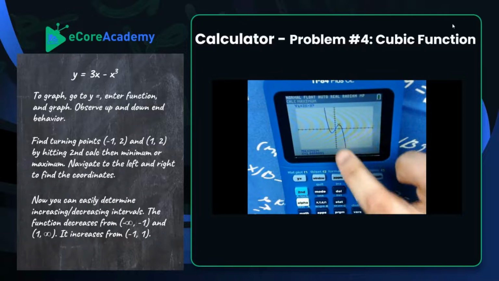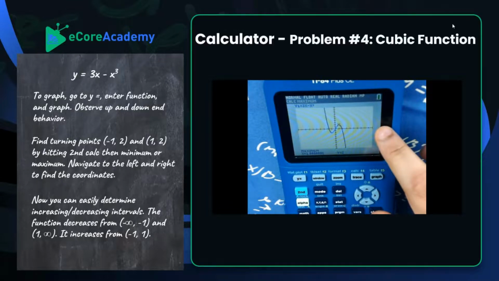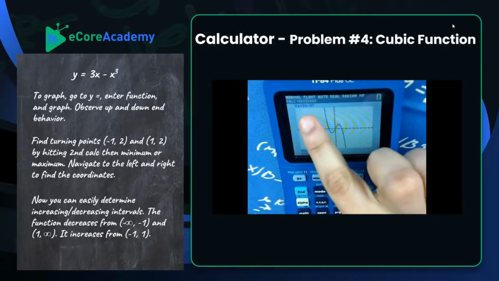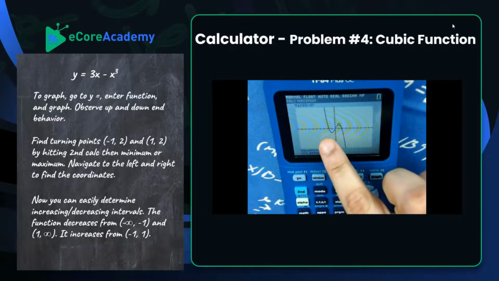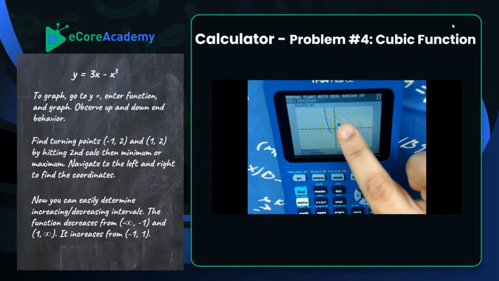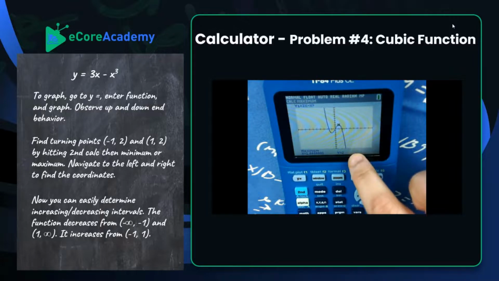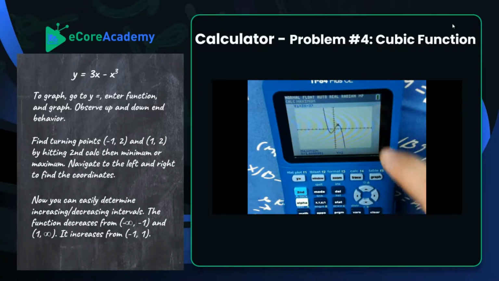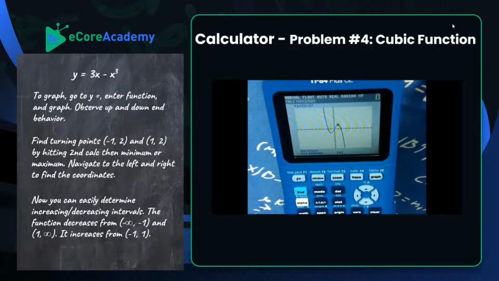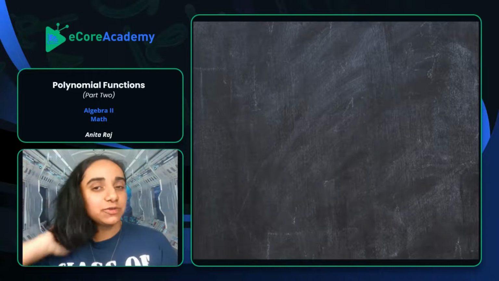And now you can easily determine where the increasing and decreasing intervals are. You can see the function decreases from -infinity all the way to -1, and then it increases, and then it starts decreasing again from 1 to infinity. The only place it's increasing is from this small interval of -1 to 1, and that's how you do it on the TI calculator. All right, so let's move on to our next problem.